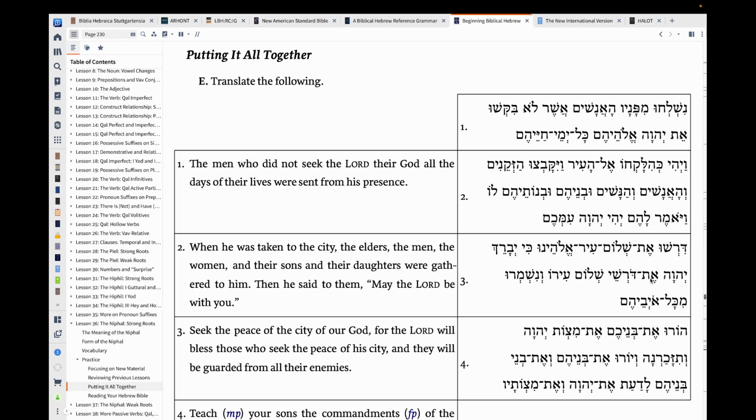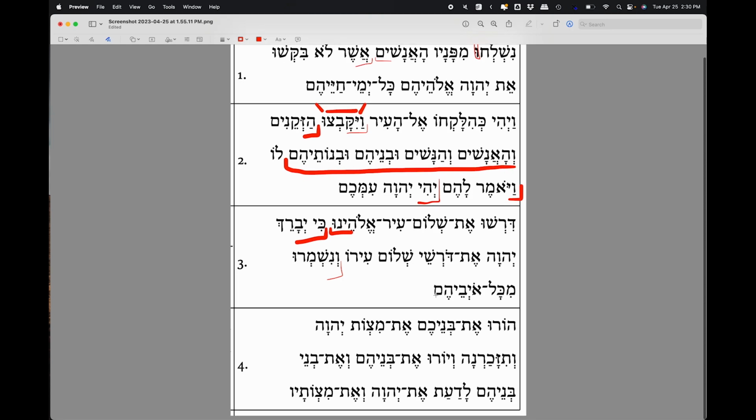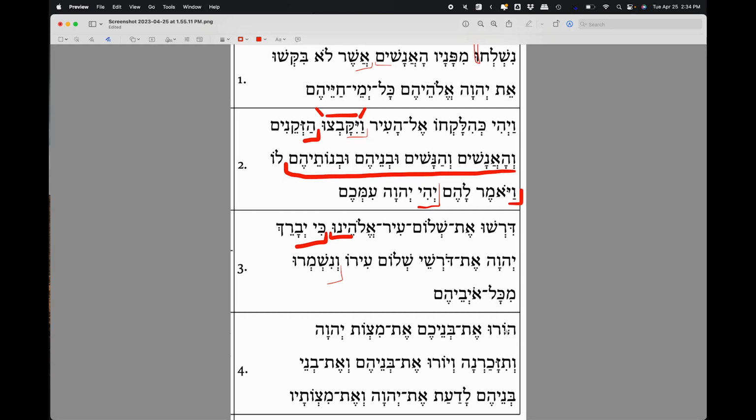He says, those who seek the peace of his city, and they will be guarded from all their enemies. So again, pretty similar translation there. All right, number 4 here. This one starts off a little bit tricky.